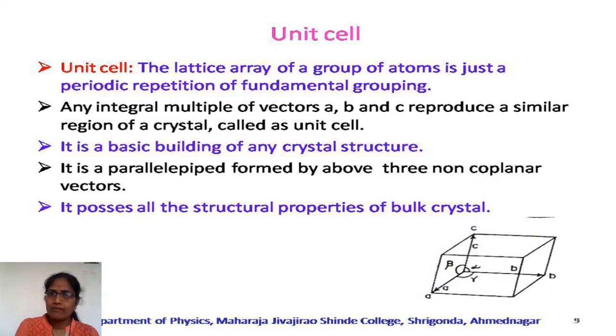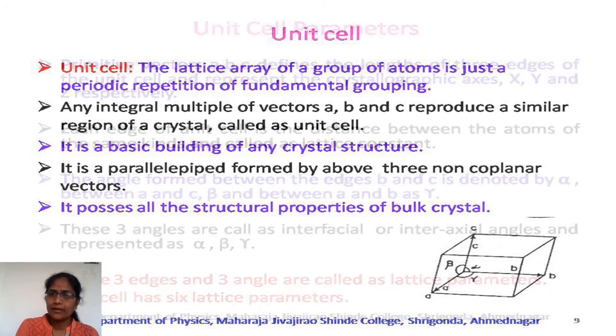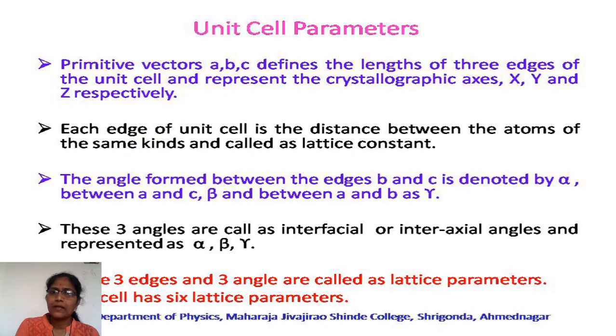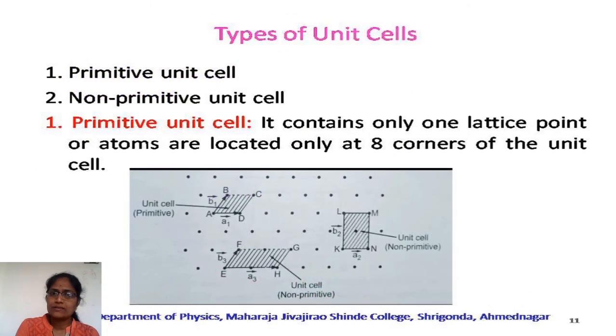So today we have seen what a unit cell is. A unit cell is a basic building block of any crystal structure, and it is represented by three lengths and three interfacial angles, and these three lengths A, B, C and three angles alpha, beta, gamma are called lattice parameters. Then there are two types of unit cells. These are the primitive unit cell denoted with capital P and non-primitive unit cells.